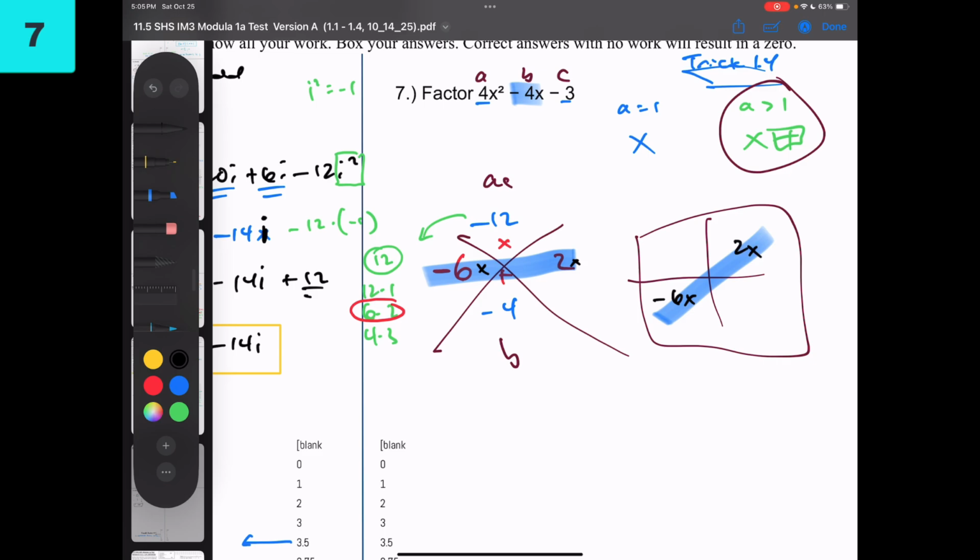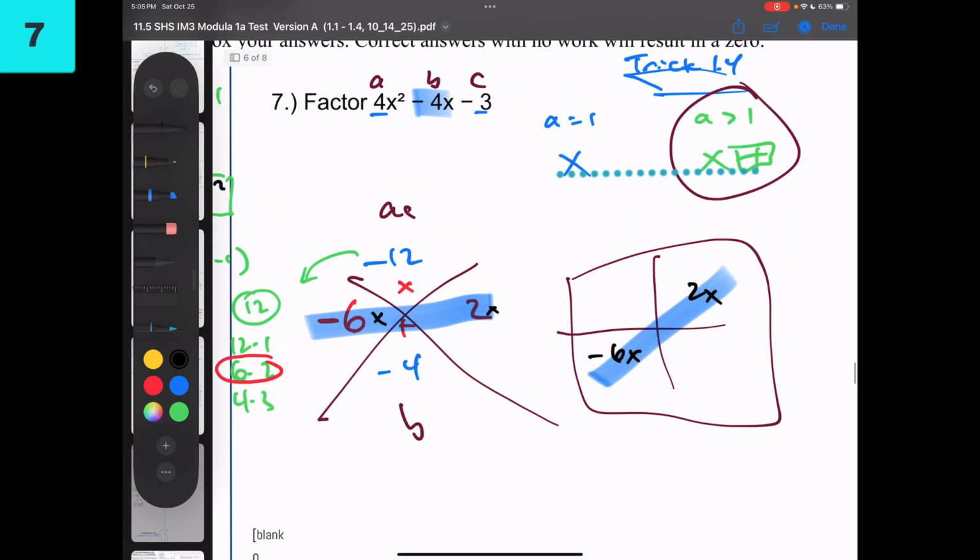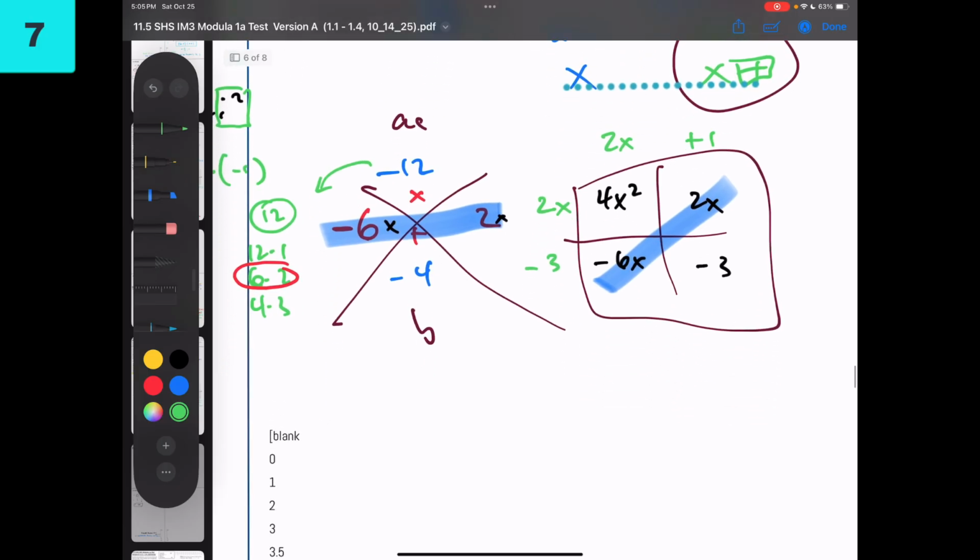Okay, here's a common mistake for students filling out the box. The top left is the whole a. So in this case, that is 4x squared. And the c value is in the bottom right. Okay, so 2x times 2x equals 4x squared. 2x times 1 is 2x. And this has to be a -3. 2x minus 3, 2x plus 1. Order doesn't matter.